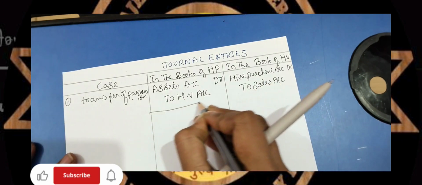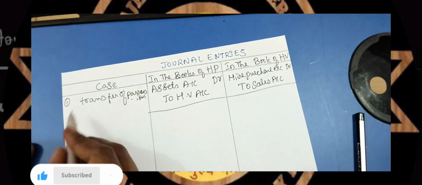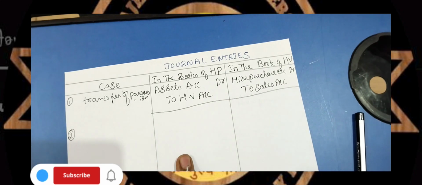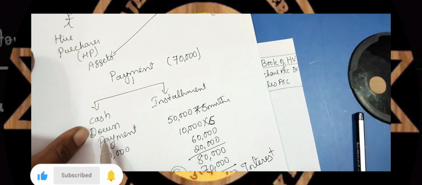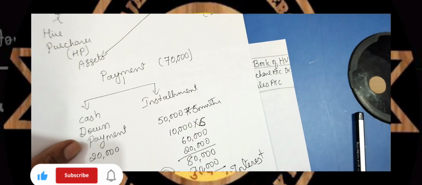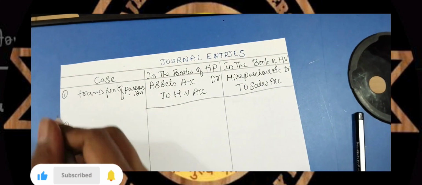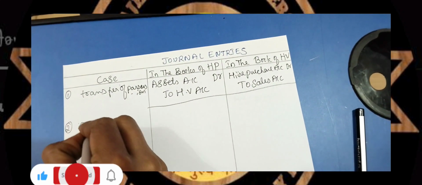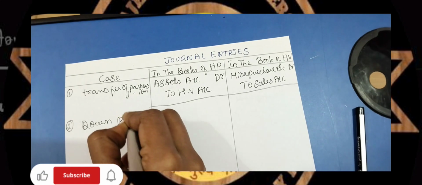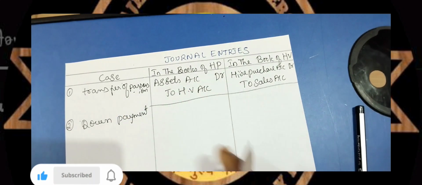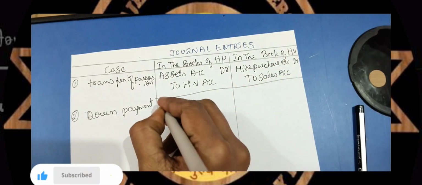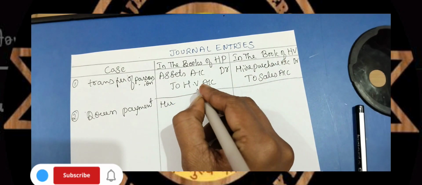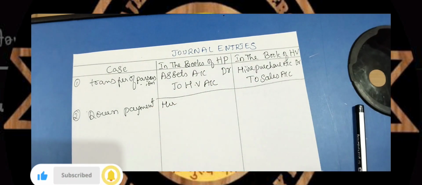Okay, this is the first entry you are passing. Now what is the second situation? Now see, here we have discussed how he is making payment. He needs to pay a down payment, right? So for this down payment we will pass an entry. The down payment he is paying to whom? He is paying to the hire vendor.